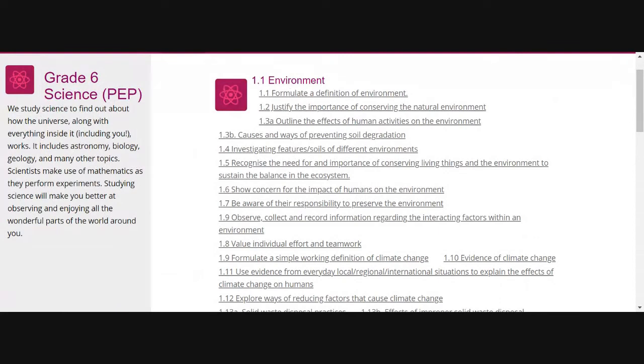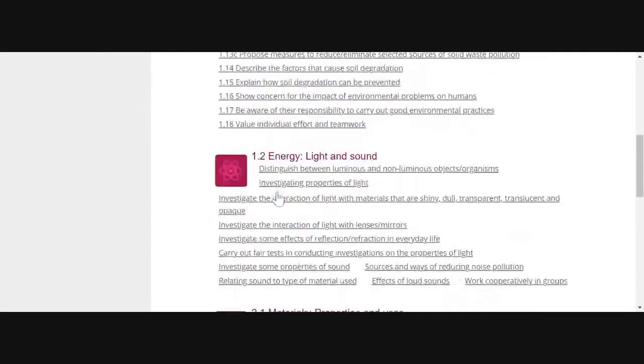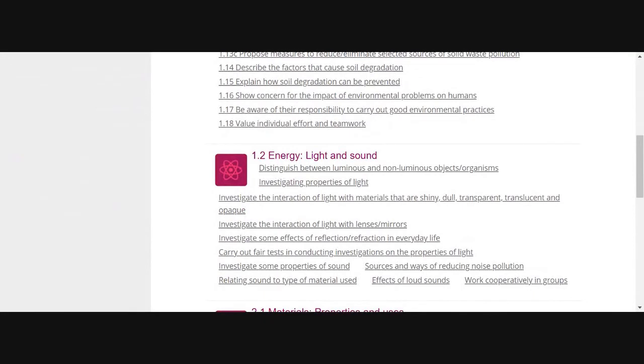Term 1, you have environments. Term 1, part 1, and this is everything you need to know. Formulate a definition of environment, justify the importance of conserving the environment. All of this you need to know. This is term 1. In term 1, you have light and sound as well. Distinguish between luminous and non-luminous objects. You have that. You have properties of light. All of this is on term 1, the second topic.